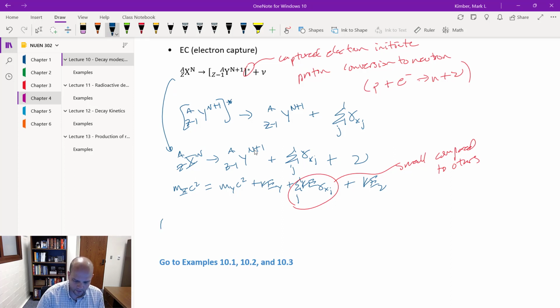And so my Q value for electron capture is just going to be equal to c squared times the mass of the parent minus the mass of the daughter. Those are the only rest masses I have there, and that will be approximately equal to the kinetic energy of the daughter and the kinetic energy of the neutrino.